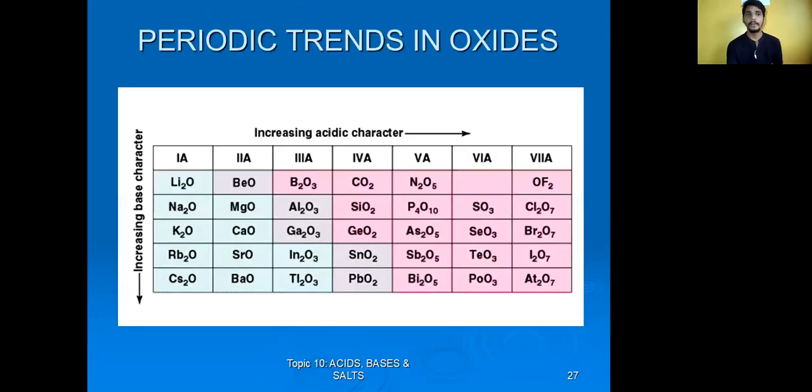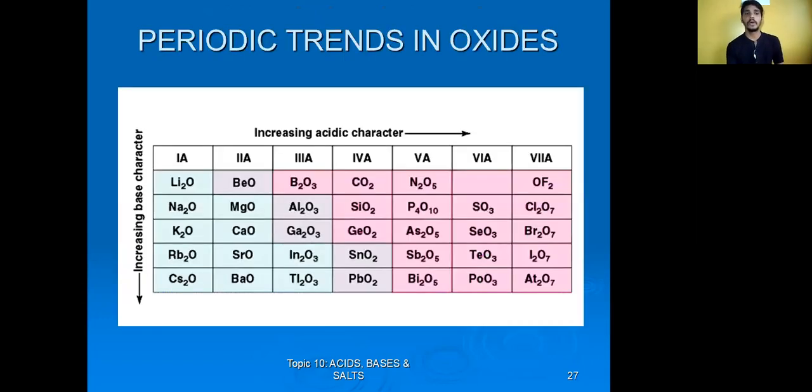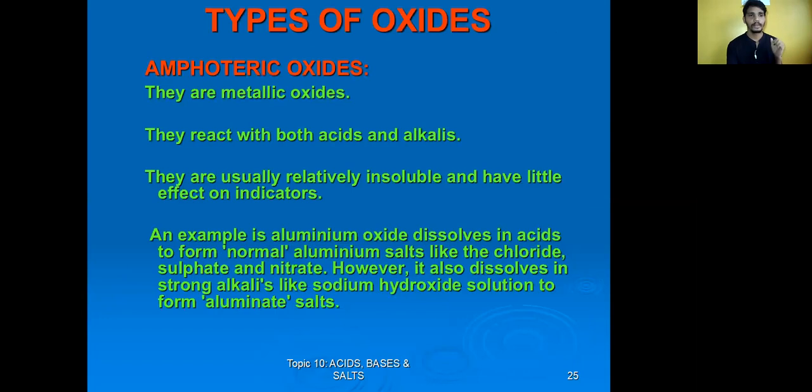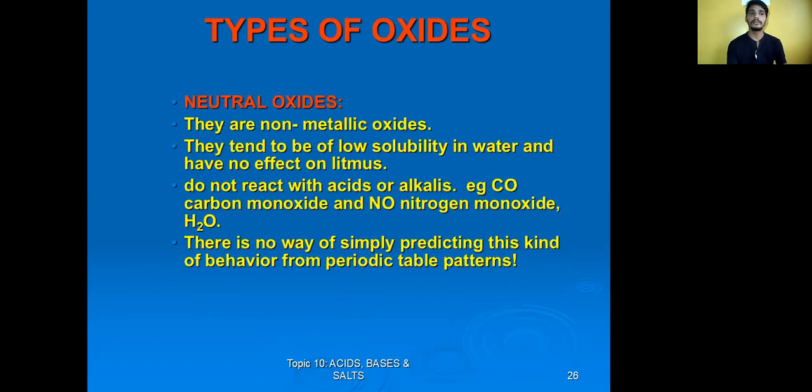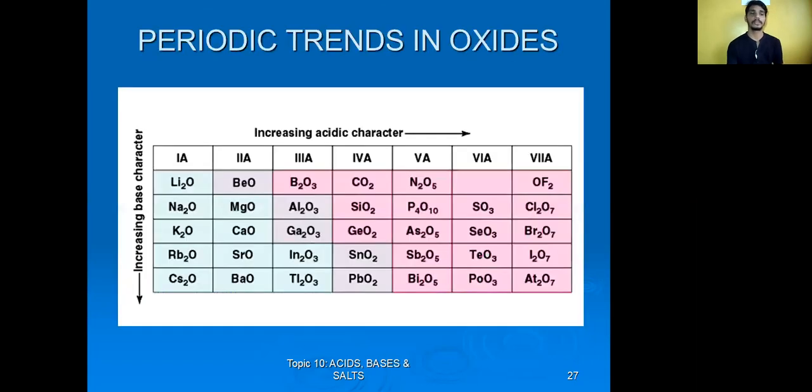Now, in the periodic table, we have reached the last part of this session. We're going to talk about the periodic trends in oxides. We have learned about acidic oxides, amphoteric oxides, basic oxides, and neutral oxides. What we have studied, let's put in a nutshell. When you move across the periodic table from group 1A to 7A, there is increasing acidic character. But when you move down from top to bottom, there is increasing basic character. These are the trends found in the periodic table.